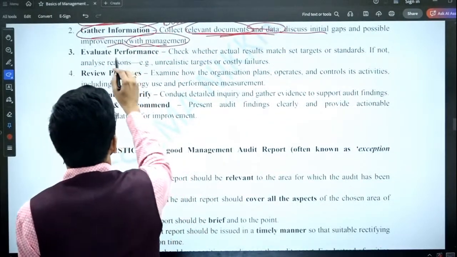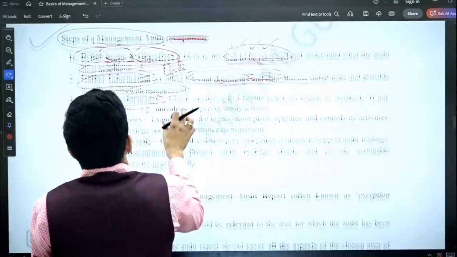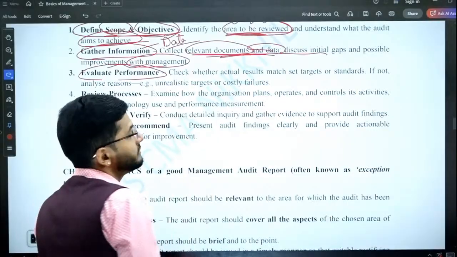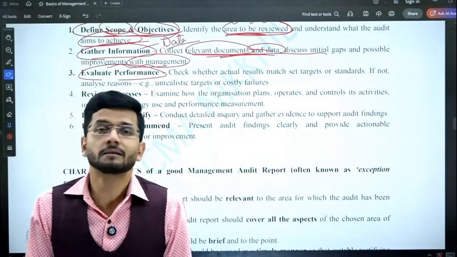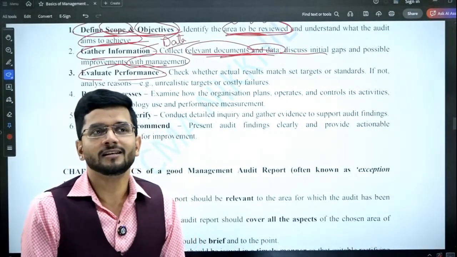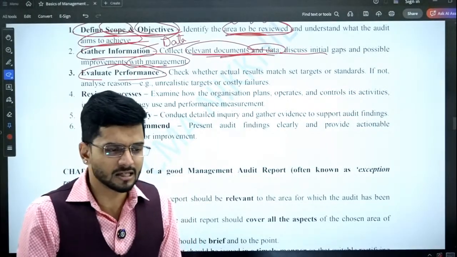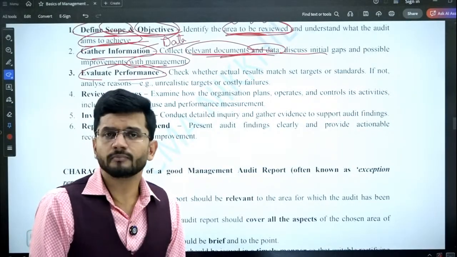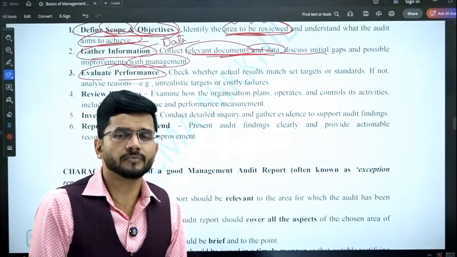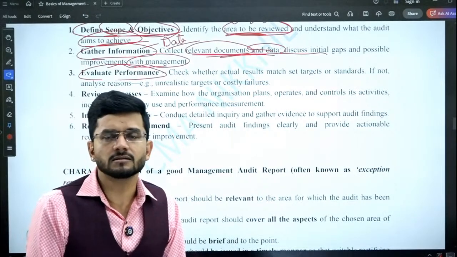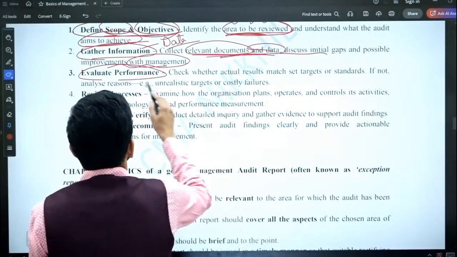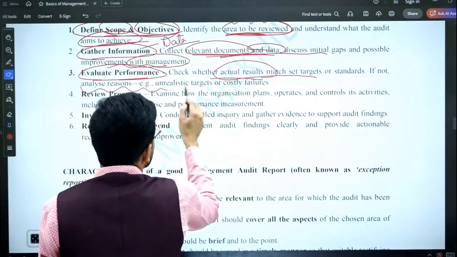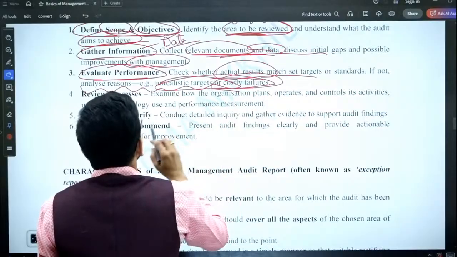Then evaluate performance of a particular area in charge, like whether the HR manager is doing the right things or not, whether the finance director is doing the right things or not. How many miscompliances are there in TDS? So yes, in a year, if one miscompliance is there, I can still understand. But if out of a year, 6 months are delayed in TDS deposit, I cannot understand that. How can you delay deposit of TDS for 6 months? You cannot do that. It's a big mistake. So evaluate performance, check whether actual results match the set targets or standards. If not, analyze the reasons. For example, unrealistic targets and goals are there.